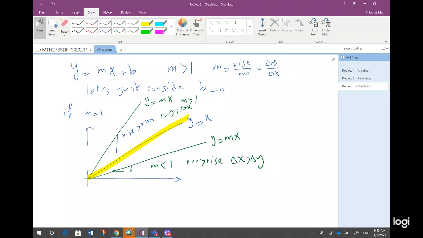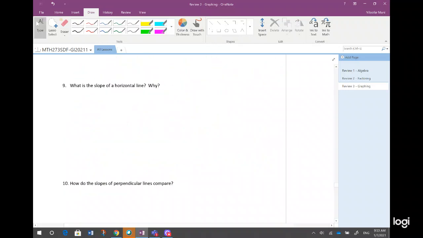But if m is less than 1, so m is less than 1 here, I can change the color to green. If m is less than 1, you can see that the line is to the right of the highlighted line. Okay, so now I continue to the next question.